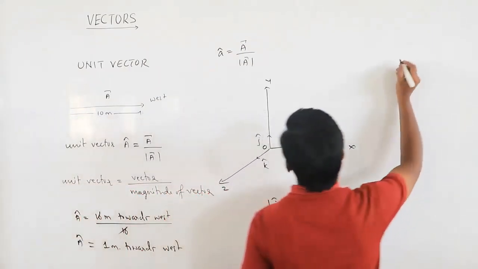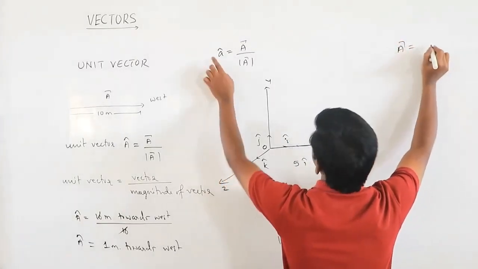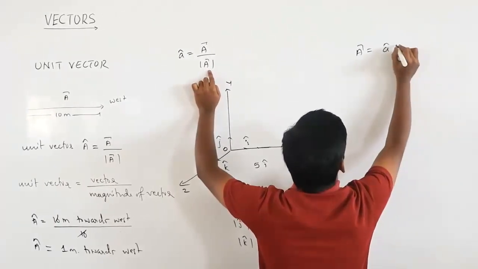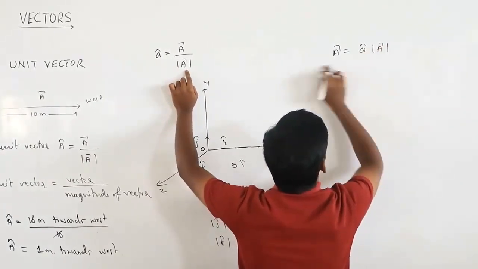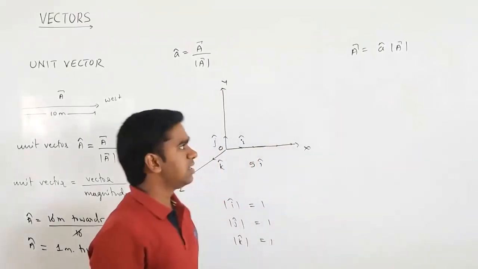Suppose the unit vector is multiplied by its magnitude, so what will happen? This A cap is a unit vector, and this is the magnitude. Okay, so what you will get? You will get the real vector.